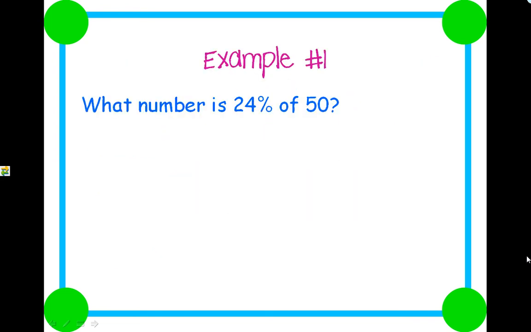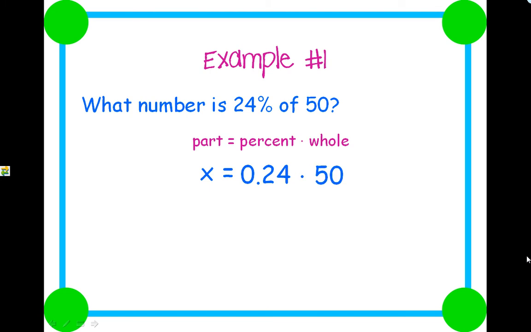Okay, so let's find the part. So this says, what number is 24% of 50? Okay, so we're going to use our equation, part equals percent times whole. Now remember, the part is your is, and we don't know what that is. And then we're going to plug in our percent. When we change that to a decimal, is 0.24 times our whole of 50. Okay, so to find our part, what number is, x is going to be equal to 12. So 12 is 24% of 50.